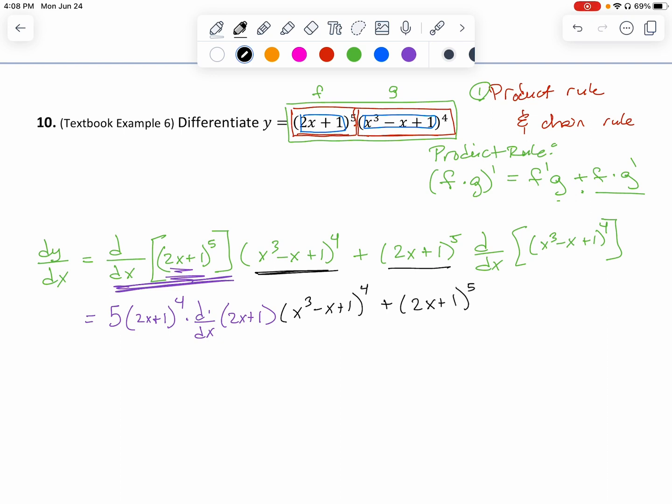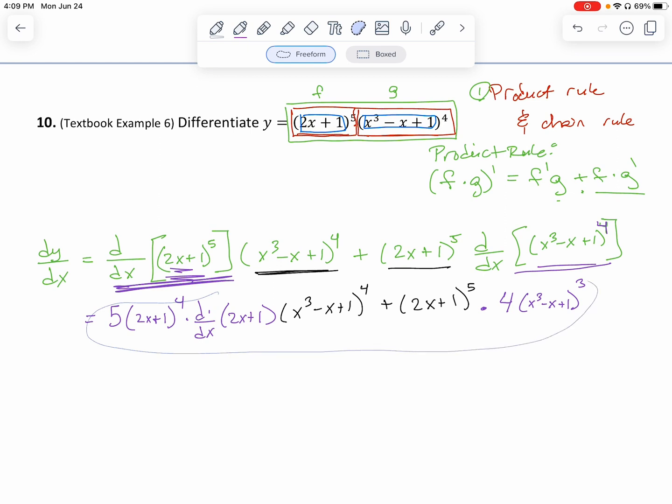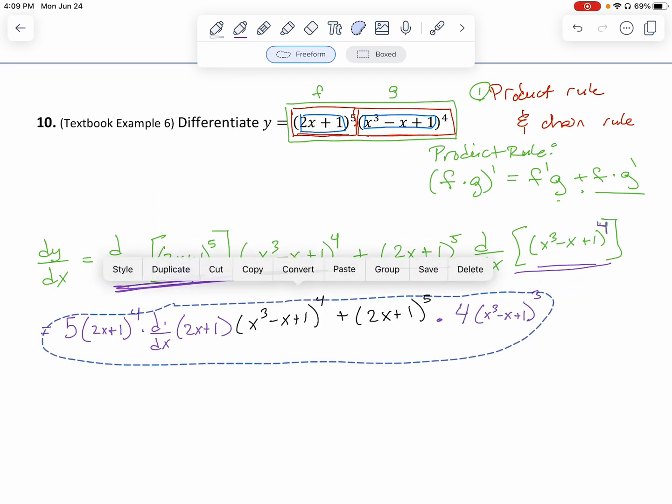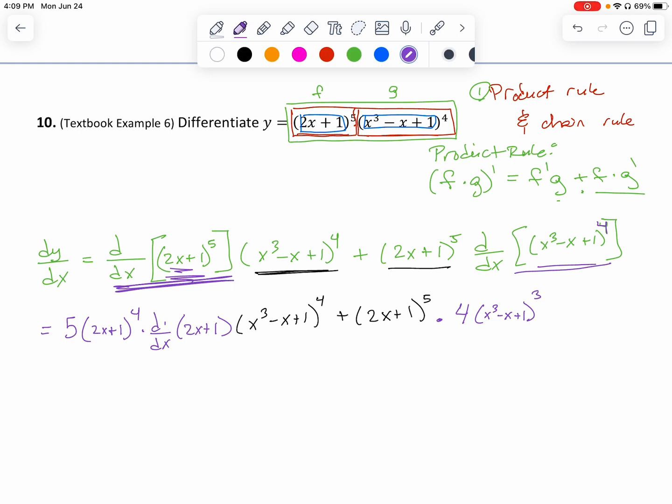And now I see a d/dx. So that tells me I need to do the derivative of this guy. That's going to be a chain rule because it's a composite, a power function to the power of 4. So I'll do chain rule: 4 times my u to the third power. My u here is x cubed minus x plus 1. And then since it's the chain rule, I still have to multiply by the derivative of the inside, which is d/dx of this, x cubed minus x plus 1.